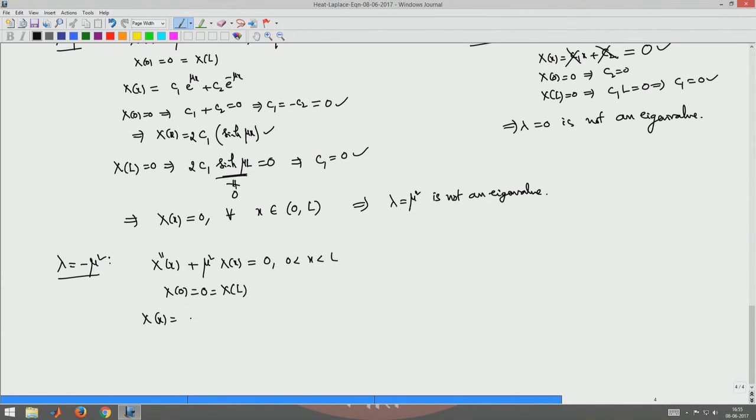So you have a general solution C1 cos mu x plus C2 sin mu x. Now you apply these boundary conditions. X at 0 is 0 gives me C1 plus C2 into sin 0, that is 0. So C1 equal to 0. So immediately X of x is nothing but C1 cos, C1 is 0, so what you are left with is C2 sin mu x. So this is the general solution.